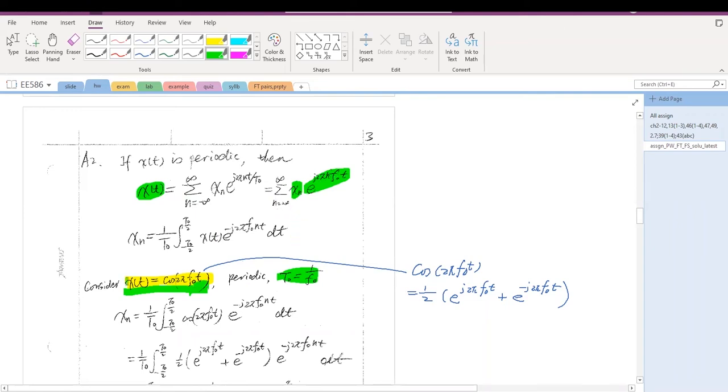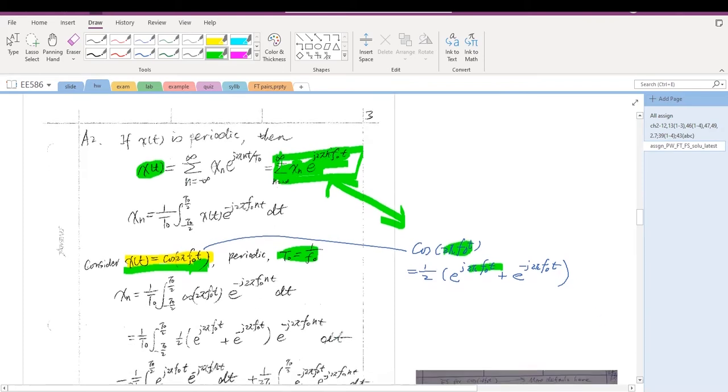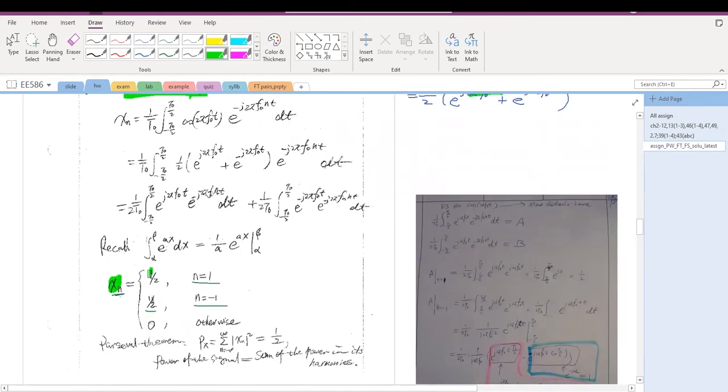A simple way to express the Fourier series of the cosine signal here is to use Euler's formula. Cosine 2π f0 t equals half e to the power j2π f0 t plus e to the power minus j2π f0 t. We know this is a periodic signal, so it has a Fourier series representation. We compare these two summations, and then we can find the Fourier series coefficient is half for n equals 1, half for n equals minus 1, and 0 otherwise.